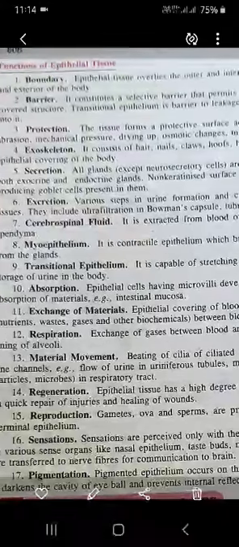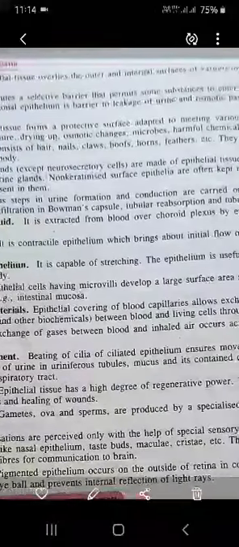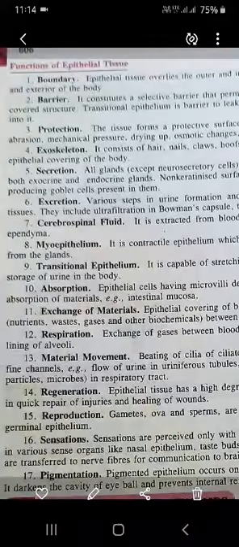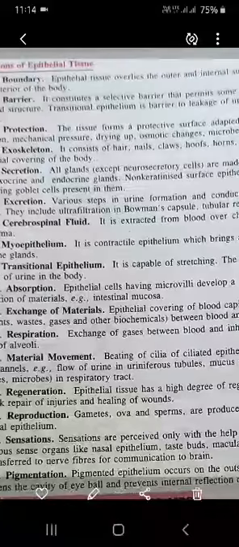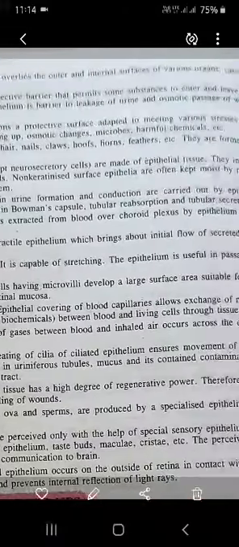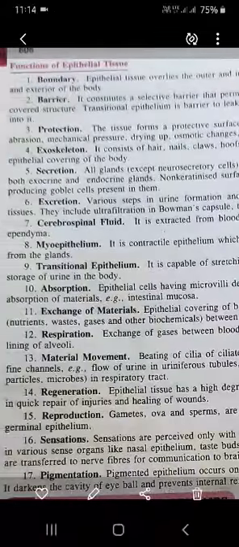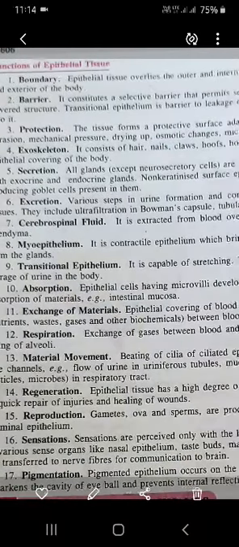इसके बाद इसकी एक और फंक्शन है myoepithelium. It is contractile epithelium which brings about initial flow of the secretory fluids from glands. इसके बाद एक और फंक्शन है absorption. Epithelial cells having microvilli develop a large surface area suitable for rapid absorption of materials, for example intestinal mucosa. यानी absorption में ही help करता है कौन? Epithelial tissues.